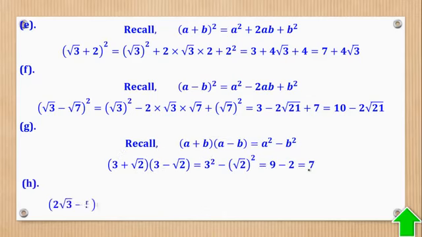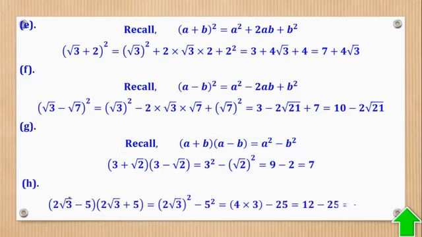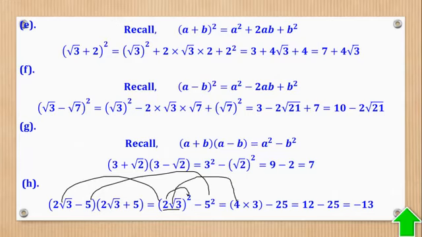Same applies to this one, because still this term is same as this term and this same as this, but it's only the sign which has changed. So we still use difference of two squares, where this is squared minus this squared. So this squared becomes, remember this power multiplies each entry inside. So 2 to power 2 is 4 and root 3 squared is 3. That is why we come up with 4 times 3. Then this is 25. So 12 minus 25 gives you negative 13.